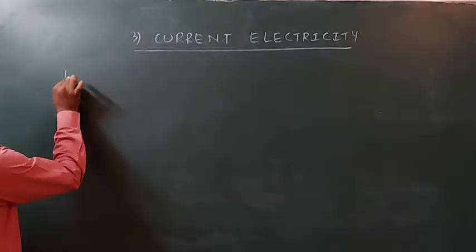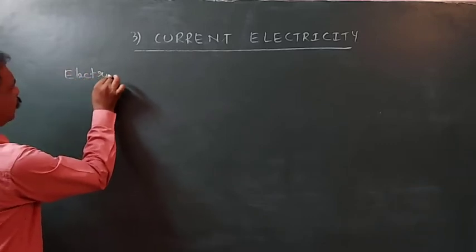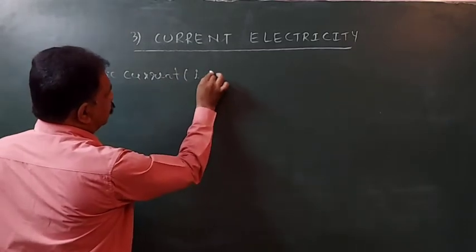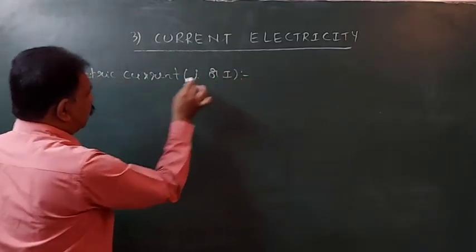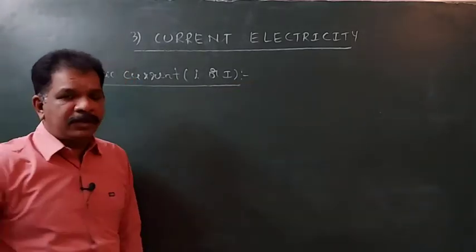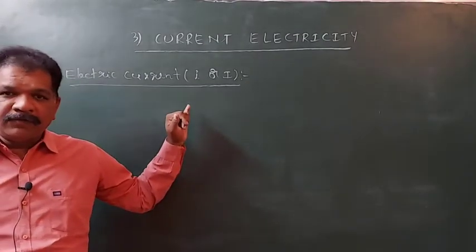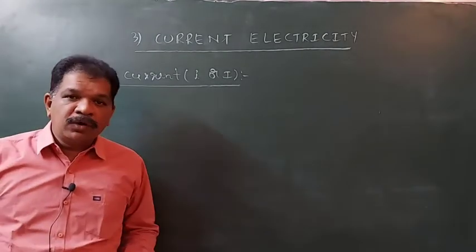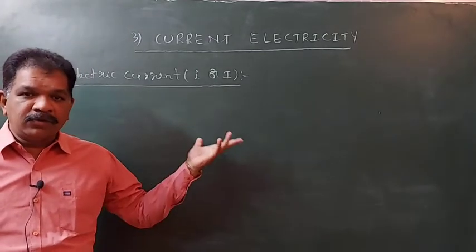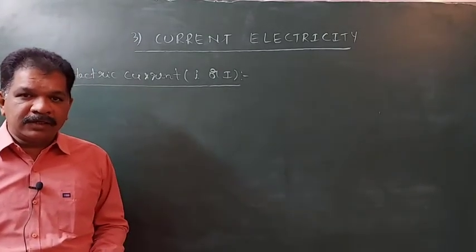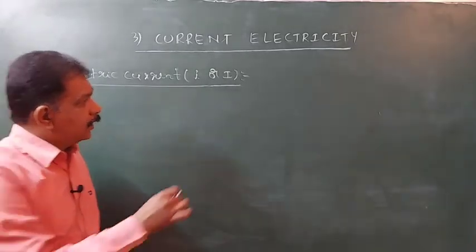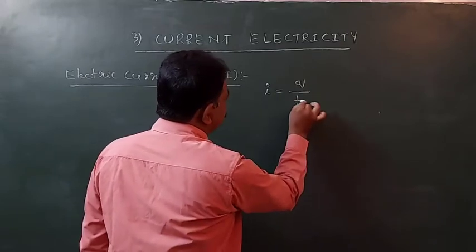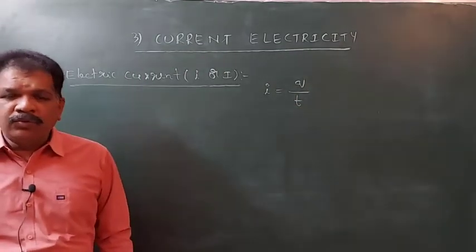So first of all, what is meant by electric current? Electric current is indicated by the letter small i or capital I. We can use small i or capital I. We define electric current as the rate of flow of electric charge, or the amount of charge flowing through a conductor in 1 second. So the formula for the electric current is I is equal to Q by T.